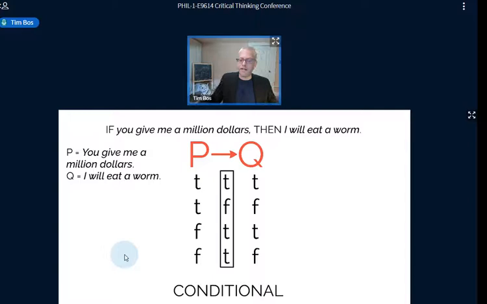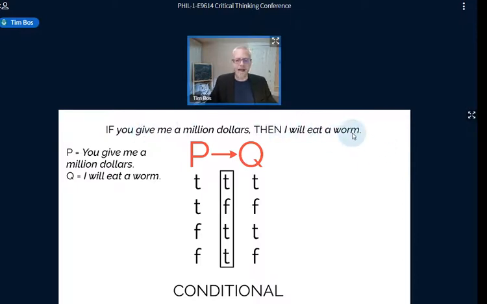And so you can see that maybe it sounds weird to think that P and Q are both false, but the whole statement is true. When you're looking at it like this, it sounds weird and counterintuitive. Yet, when I remind you that this is actually the scenario that we're in, it's not so weird. Again, is this statement true for you? If you give me $1 million, then I will eat a worm.